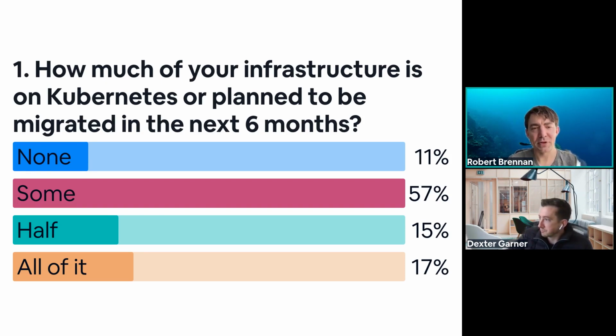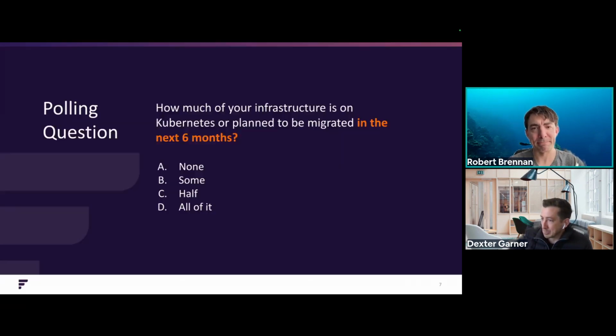A good chunk of you are looking to migrate all of your infrastructure to Kubernetes, which is great. It's very nice to standardize on that single platform. And then I think most seem to be in that middle bucket of some to half, which is very reasonable. I think that's where we see most companies going. They have a lot of legacy stuff where it's just easiest to run it on their existing infrastructure, but all new applications or some existing applications are migrated over to Kubernetes. So this is very much in line with, I think, what we see in the market.